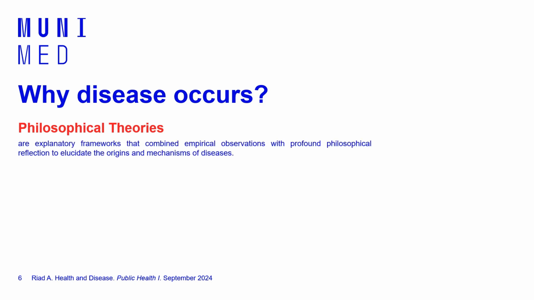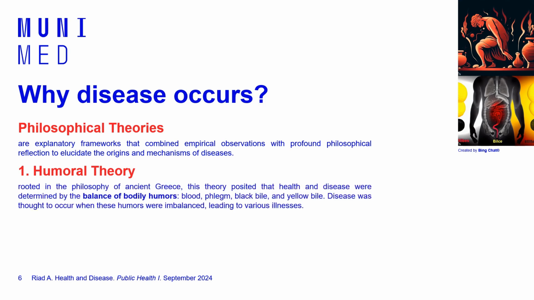And the first example of these philosophical theories is called the Humoral Theory. The Humoral Theory tries to explain the disease as a state of imbalance between the human body humors. So the human body consists of four substances, or four humors: the blood, the phlegm, the black bile, and the yellow bile. These four substances are supposed to be in a constantly balanced state in order to stay healthy. And once this balance is lost, the human body will start to get sick.